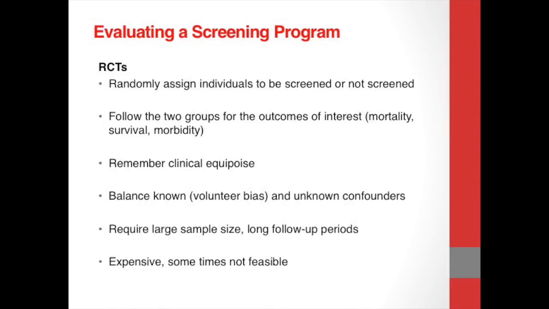There are different ways to evaluate the effectiveness of a screening program, and using RCTs is a gold standard. Initially, individuals would be randomized to be screened or not screened. Then there's a follow-up of the two study groups for the outcomes of interest. Remember that experimental studies of screening can only be performed when there is a state of clinical equipoise regarding screening effectiveness. This type of study design for assessing screening requires large sample sizes and long follow-up periods.